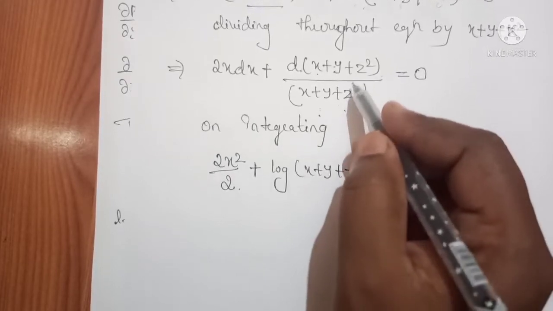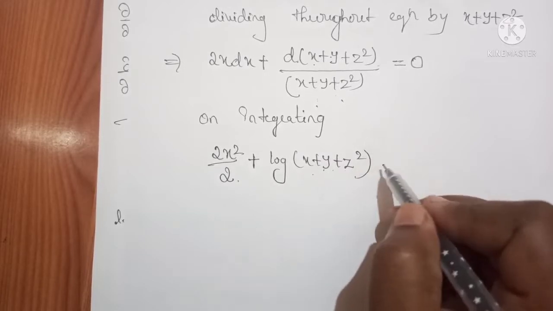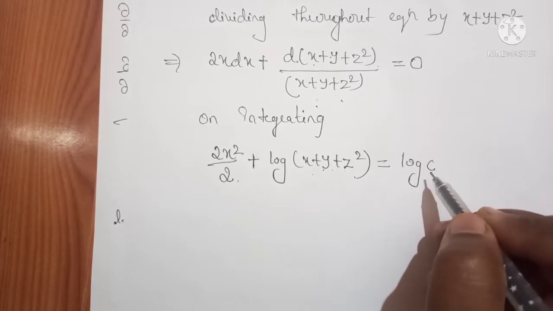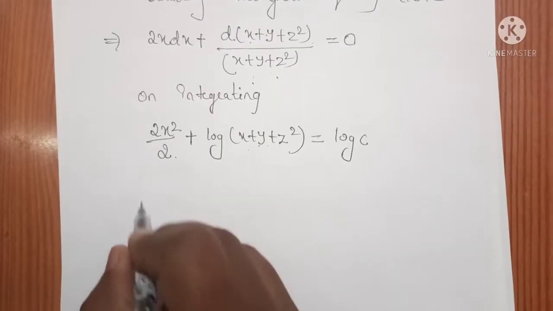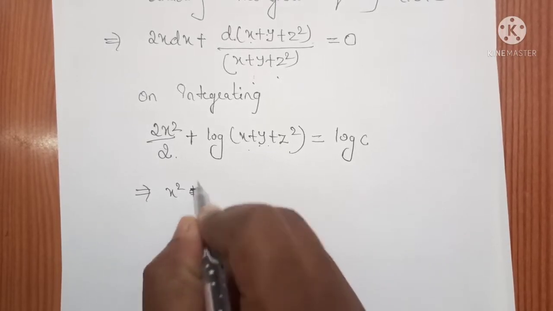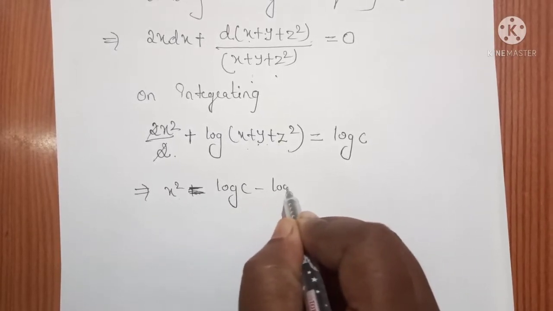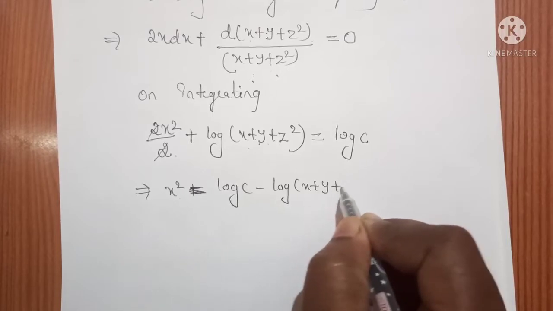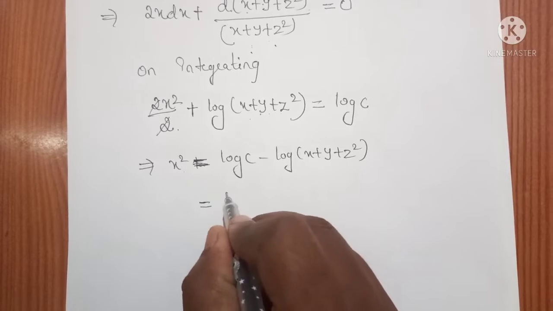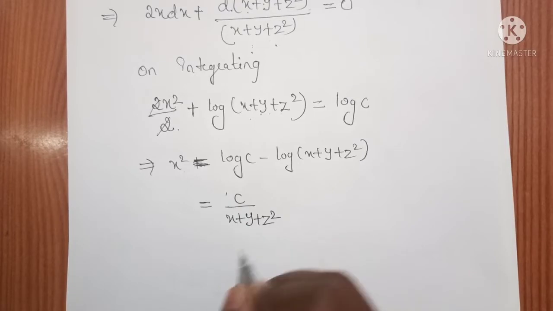So therefore its integration is log of x plus y plus z square, that is log of x, equals to, here integration of constant we take it as log c. Further simplifying, we get x square, or you can write it as 2 gets cancelled, x square equals to log c minus log of x plus y plus z square. So simplifying, it can be written as c divided by x plus y plus z square.